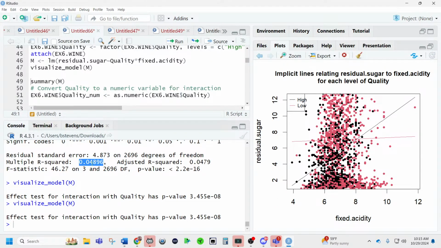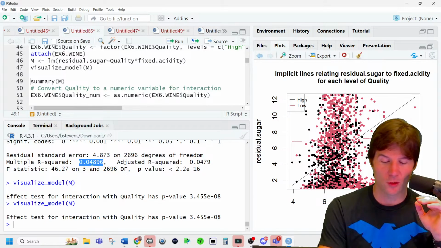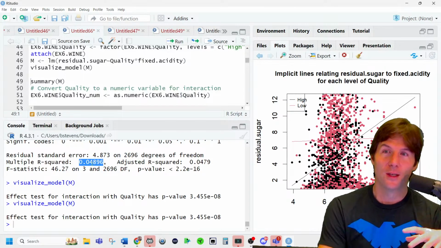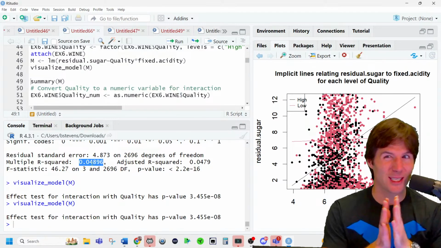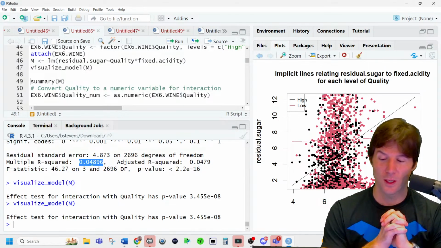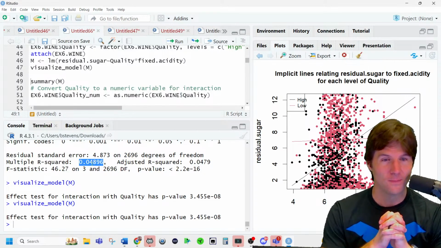How would you interpret this R squared? If you're in 201, remember, we're trying to predict residual sugar. So what would you do for R squared? We're going to start bridging into 201 now. For R squared, how do we interpret R squared?